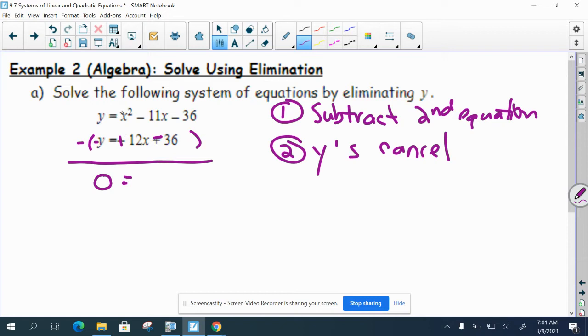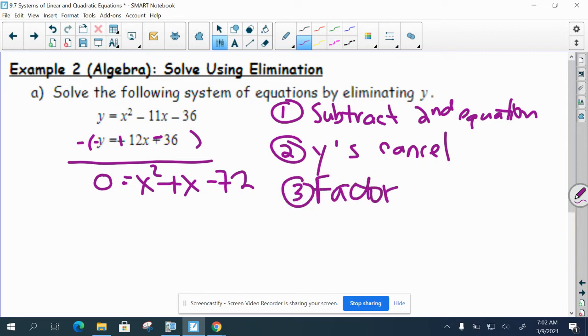And then you have x squared. There isn't an x squared here, so we're just going to write it down here. x squared minus nothing. Negative 11x plus 12x becomes plus just regular x. And then negative 36 minus 36 becomes negative 72. Okay, so then after this, since we're still just doing algebra, we're not doing it on the graph, we're going to factor this. So factor. And this is a trinomial, so we can factor it like this.